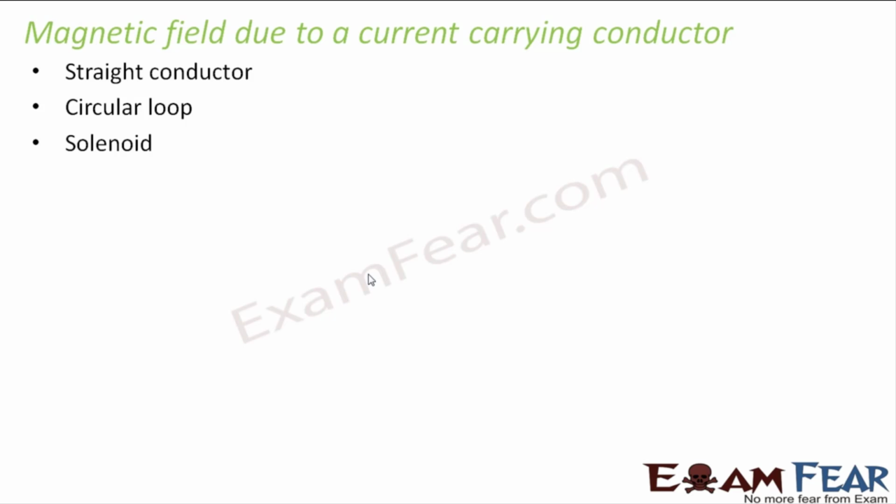So we will now look at the magnetic fields produced by different types of current carrying conductors. This conductor can be a straight conductor, that means a straight wire carrying current. What kind of magnetic field will be produced by that? We will mainly talk about the pattern of the magnetic field lines in this case, the direction of the magnetic field. Secondly, we'll talk about a circular loop. If you have a circular loop of wire carrying current, what kind of magnetic field will be produced in that case? We will also talk about the solenoid. We will discuss each of these one by one in detail.